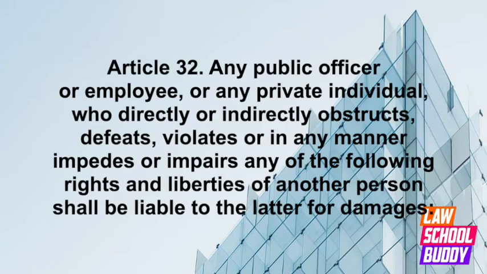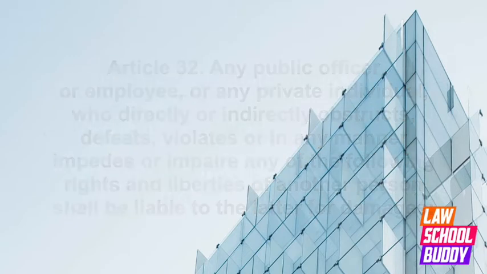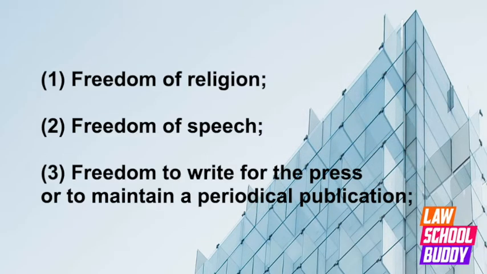latter. Article 32. Any public officer or employee, or any private individual, who directly or indirectly obstructs, defeats, violates or in any manner impedes, or impairs any of the following rights and liberties of another person, shall be liable to the latter for damages. 1. Freedom of religion. 2. Freedom of speech. 3. Freedom to write for the press, or to maintain a periodical publication.